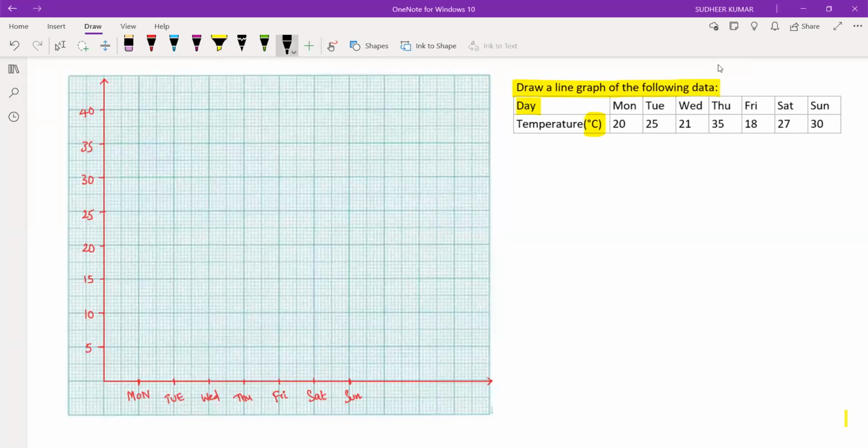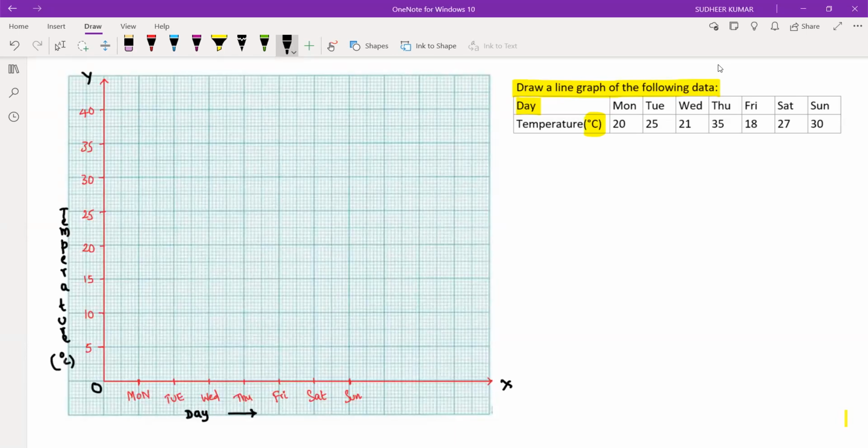So to represent this data, to draw the line graph of this data, let's take this graph, which has the x-axis, y-axis, and origin. On the x-axis, it is day. On the y-axis, it is temperature in degrees Celsius.